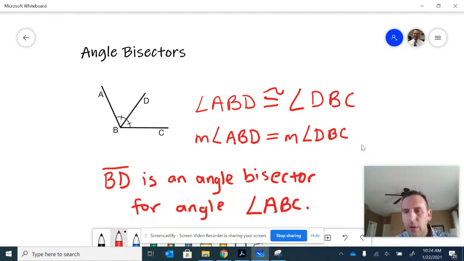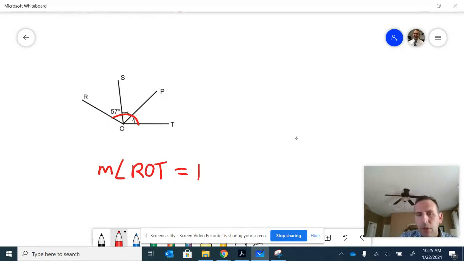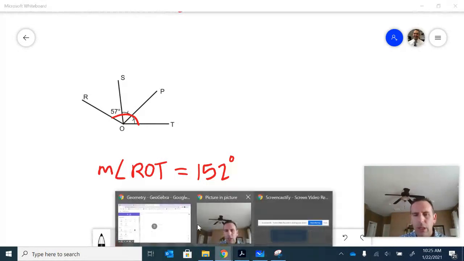All right, let's take a look at another example. Down below here, you can see that I have this more complex drawing. I have 57 degrees marked off there. I have another angle bisector. You could create all kinds of algebraic problems about this. For example, if I said that the measure of angle ROT is equivalent to some value, I could make up any value I want because this is probably not to scale anyway. Let's say it was 152 degrees. There is a way algebraically to solve for the other angles marked there because you can use the idea of equivalency.